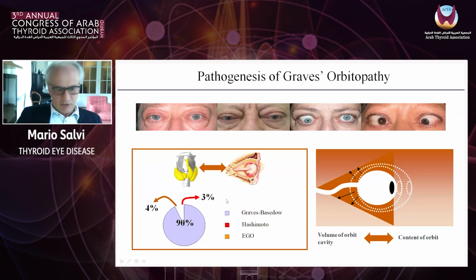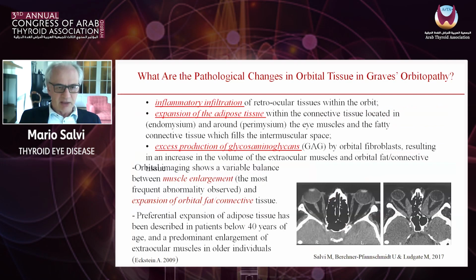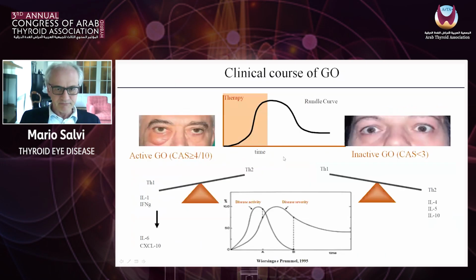Thyroid eye disease or Graves' orbitopathy is associated, 90% of the time, with Graves' disease, although it may be associated with Hashimoto's disease in a minority of patients, and it can also be present in patients with normal thyroid function. The main pathogenesis is related to the inflammation of the orbital tissue, which leads to expansion of adipose tissue, and we know that there is an excess production of glycosaminoglycans.